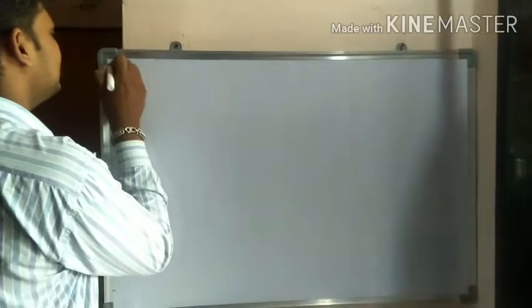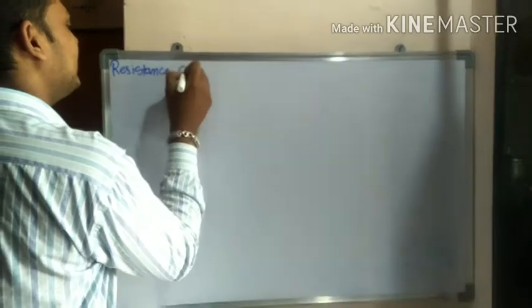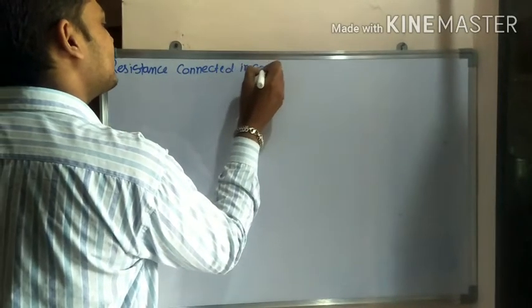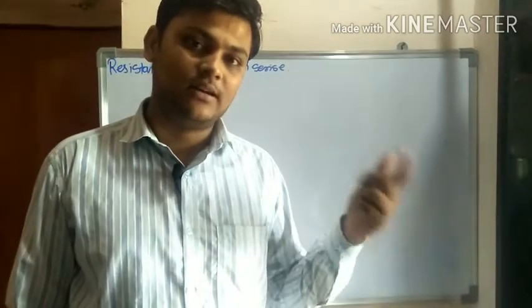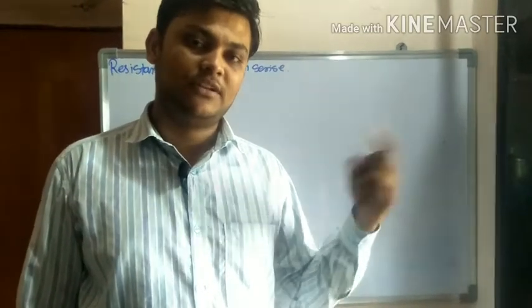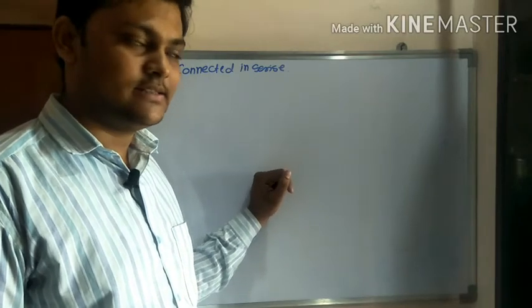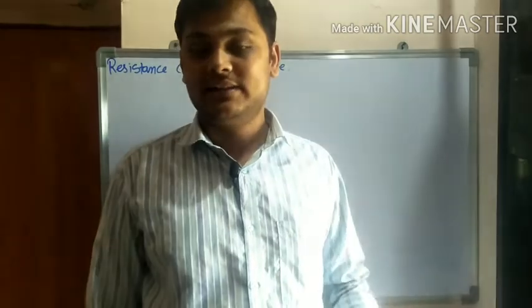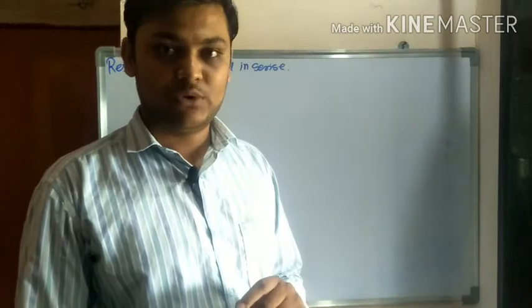So to start, we are going to discuss resistance connected in series. Series means one after another. That is why such resistances are known as series resistances. A resistor is a device used to convert high electricity into low electricity, which means it is used to create a difference in potential between its terminals.